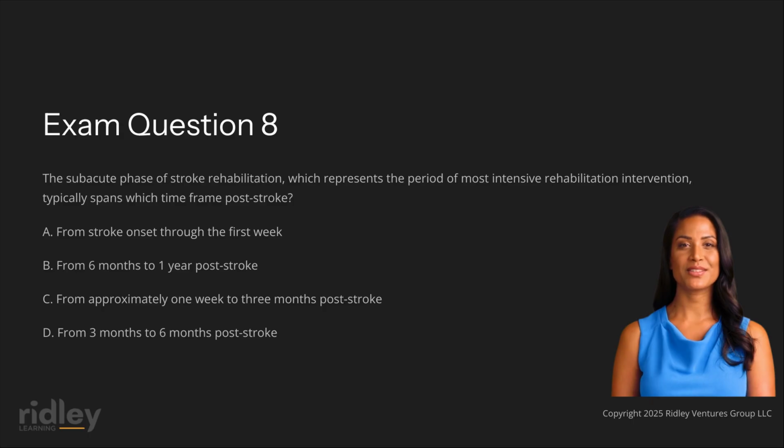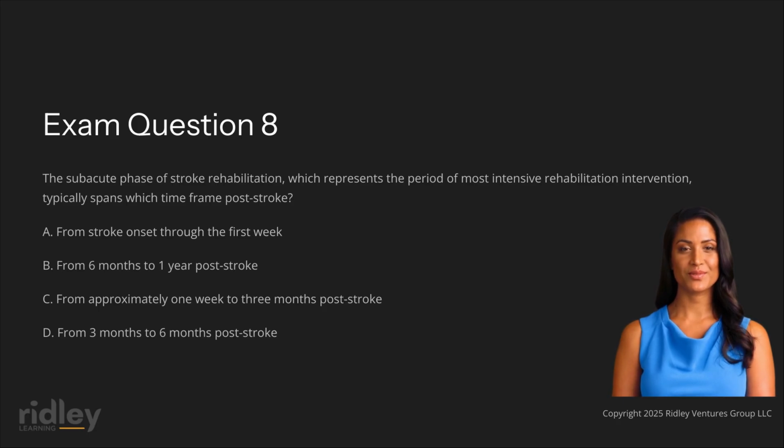Question 8. The subacute phase of stroke rehabilitation, which represents the period of most intensive rehabilitation intervention, typically spans which time frame post-stroke? The correct answer is C, from approximately 1 week to 3 months post-stroke. Rationale: the subacute phase represents a critical window during which the brain demonstrates maximal neuroplastic potential, and patients can typically tolerate progressive increases in therapy intensity and duration.